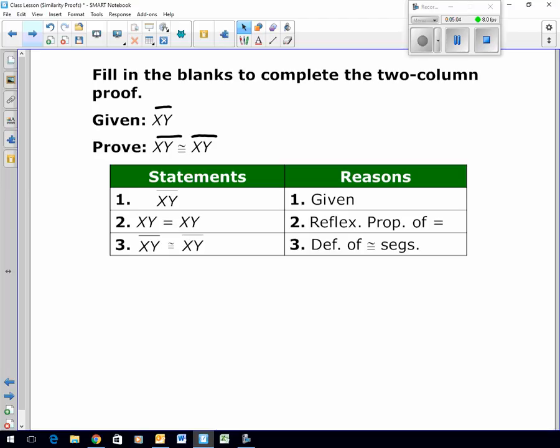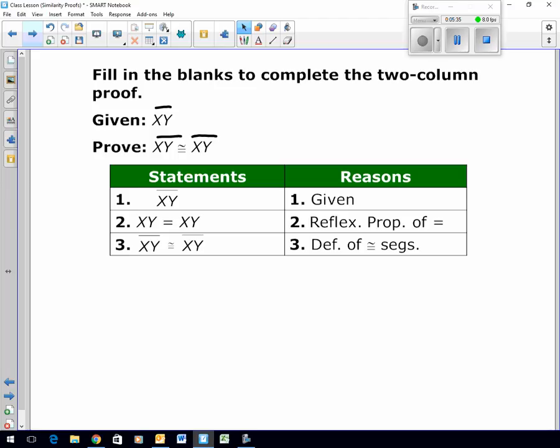I start off every proof with the given information. If nothing else, get this out of today. You start with the given. You don't have to write this down just yet. We'll do another one. From here, here's what I know. I know that XY equals XY. How do I know that? The reflexive property tells me that. We did that last week. We said that any segment was equal to itself.